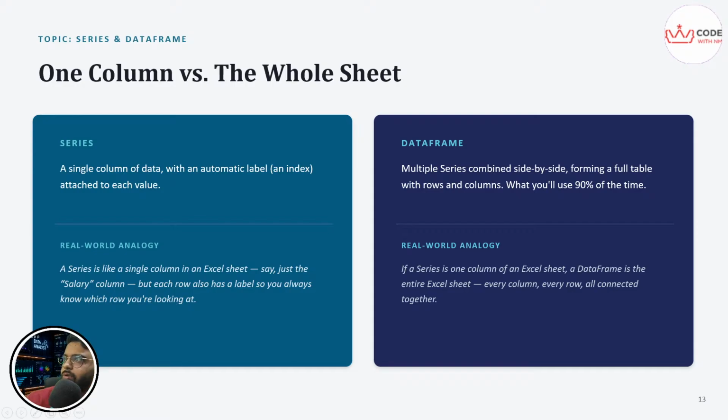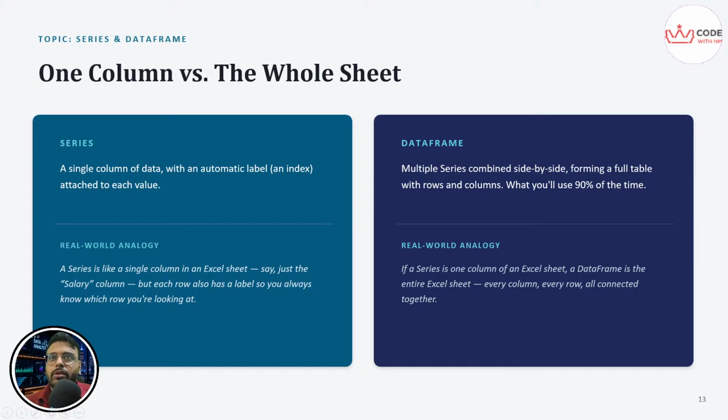So now you will read and understand. I don't want to explain this. A single column of data with an automatic labeling, which is known as index, attached to each value. So we have seen HR was 0, the second was IT, it was 1, third was sales, it was 2. So a series gives an index to each and every data. That's the definition of it.